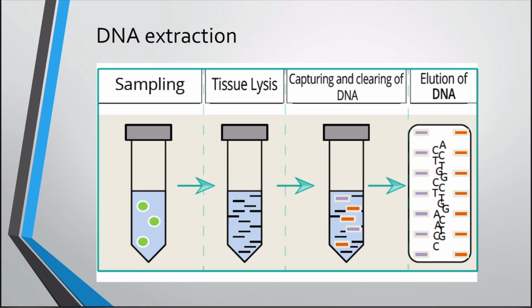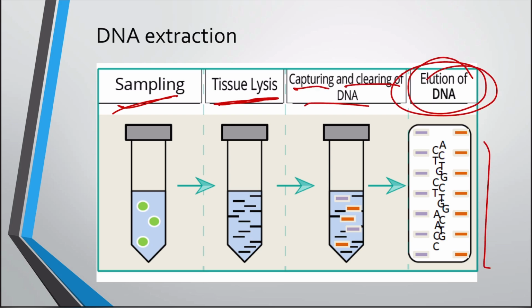So for this what we do is first we take the sample, that is the biological sample. It can be blood or it can be any other tissue. Then we do the lysis of the sample so that the DNA comes out of the cells. Then the capturing and clearing of the DNA is done, and finally the elution of the DNA, so that we can see the different sequence of the nucleotides. So this is the process of DNA extraction in short. Actually the detailed process is to be mentioned, but that can be explained in a completely different presentation. So this is about the DNA extraction.